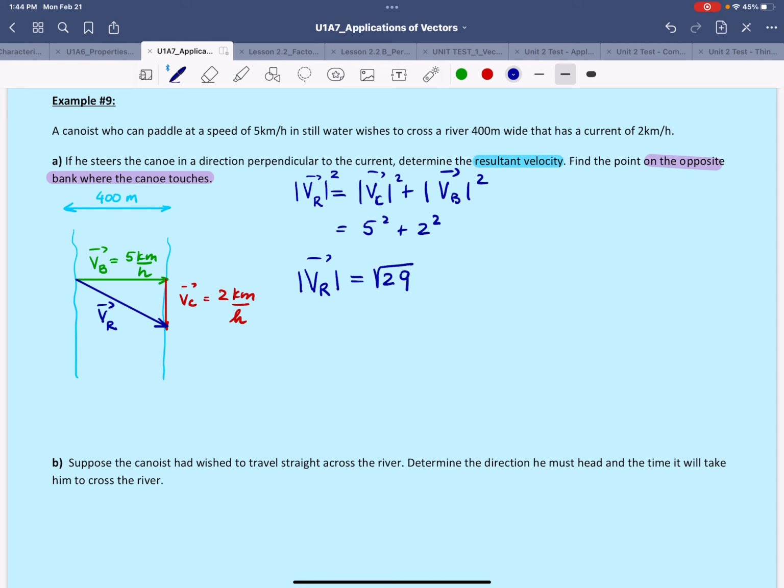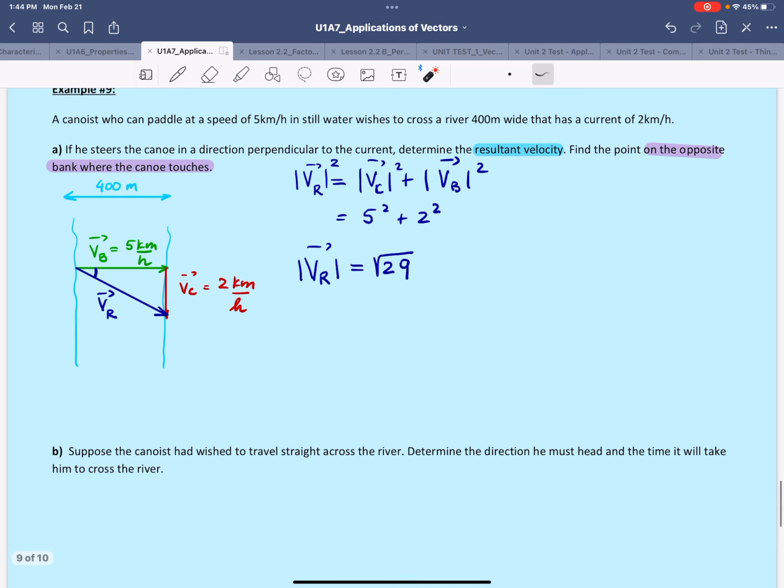Now we also need to know the direction of this vector, and for this we're going to use the angle made with the velocity of the boat or the canoe. Since we have all the sides, we can use any trig ratio we wish. Obviously this is 90 because we are going perpendicular to the current. But in our case, and in every case actually, I try to use the information given in the problem rather than using the information I've just found.